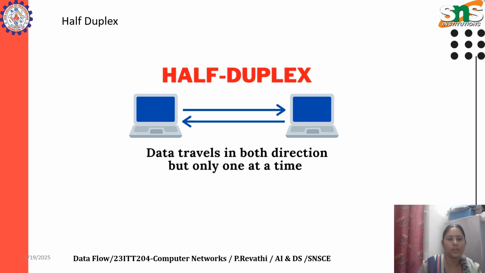Half duplex. In half duplex, both the stations can transmit as well as receive, but not at the same time. When one device is sending, the other can only receive, and vice versa. For example, walkie-talkie.